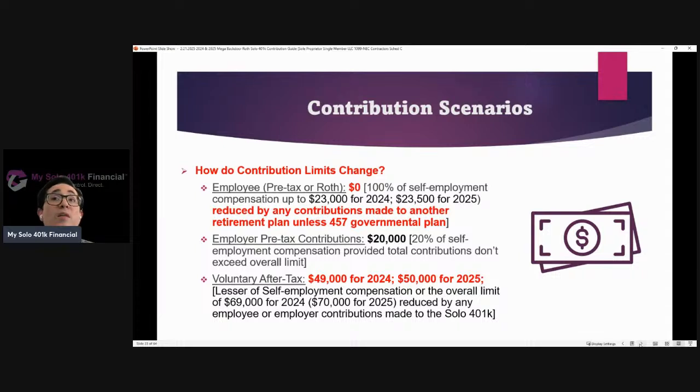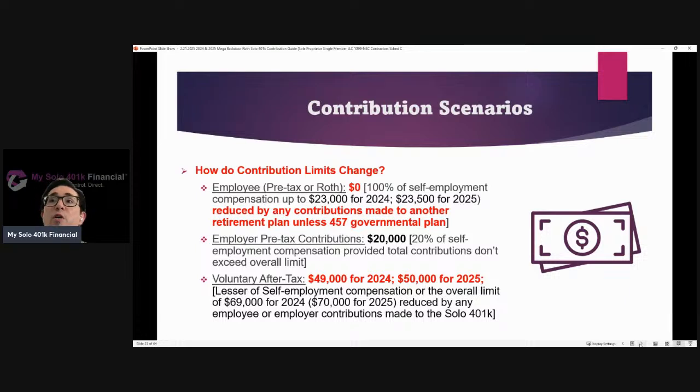The employer limit's going to stay the same, right? It's still 20% of $100,000 or $20,000. And now the voluntary after-tax limit, though, will go up. So this is a good illustration of how the voluntary after-tax solo 401k contribution limit is not reduced by contributions made to a day job plan.